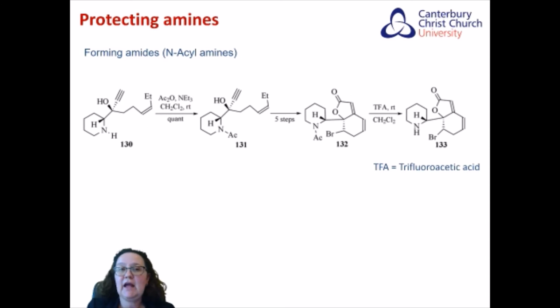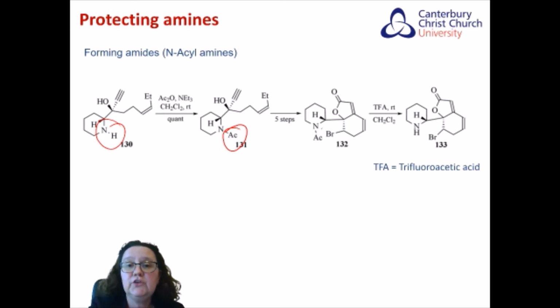Another way of protecting an amine is by converting it into an amide, and it's particularly popular to convert them into an acyl amine, an acetamide. So this is an example in which you have a secondary amine, and it's protected by using acetic anhydride. So you form the acetamide. You do a series of reactions across the rest of the molecule to obtain the desired compound, and then in the final step, by using trifluoroacetic acid, by using an acid, you remove the protecting group and recuperate the original secondary amine.